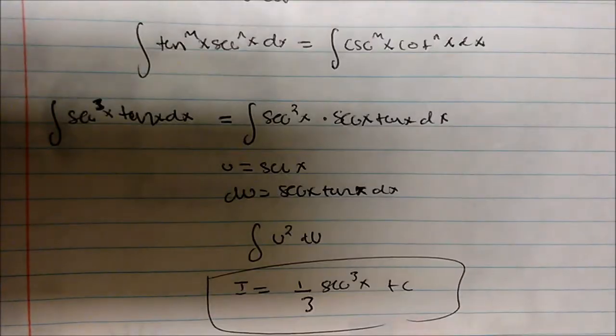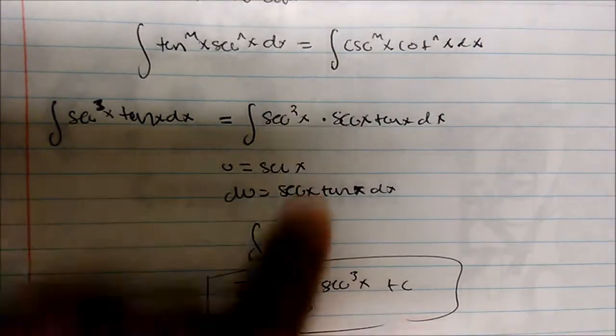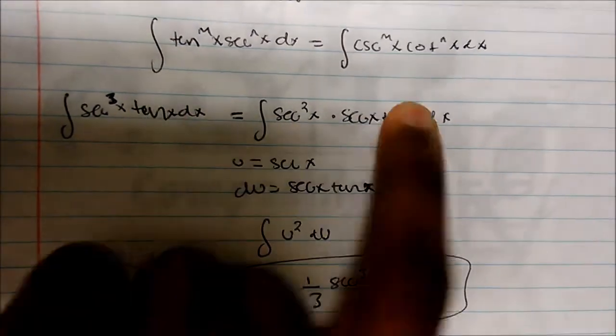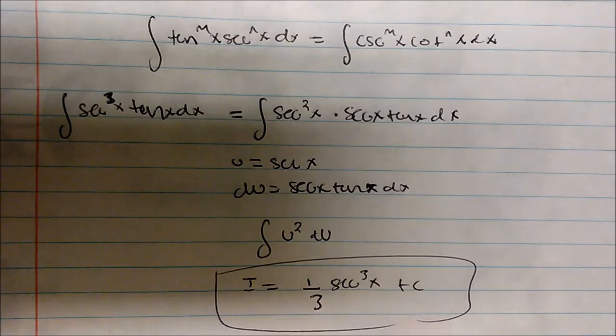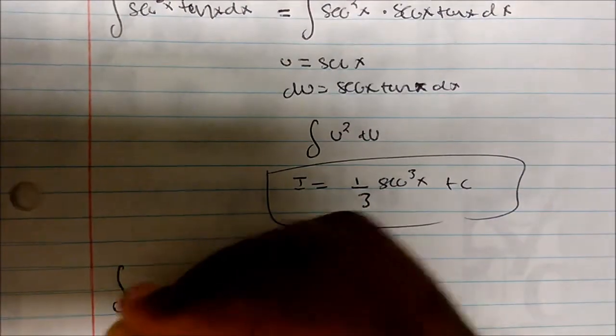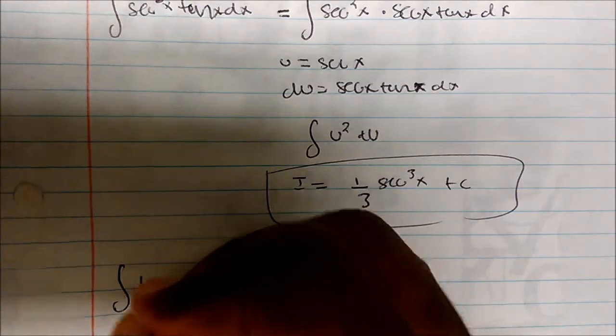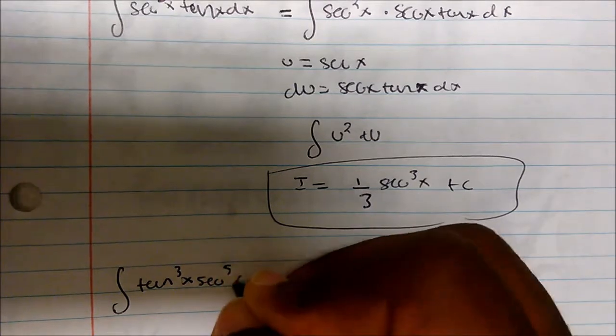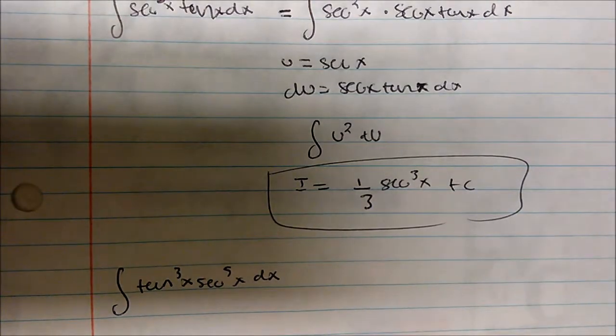Okay, so whenever they're both odd, the first line of defense is u substitution. If I cannot, I'm going to borrow one from each. It just so happens in this case, I only had one tangent, so that had to stay as it is. Okay, so let's look at one more. What if we wanted to take the integral of tangent to the cube of x times secant to the fifth of x dx? Okay, how would we integrate it?